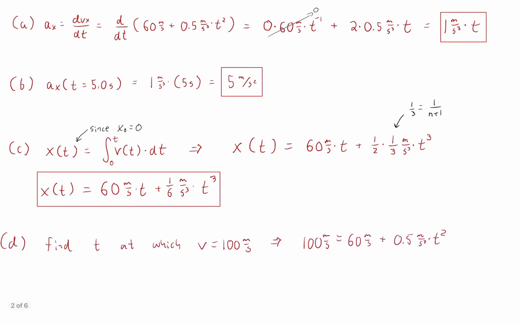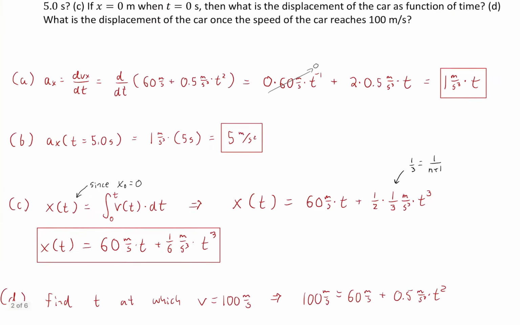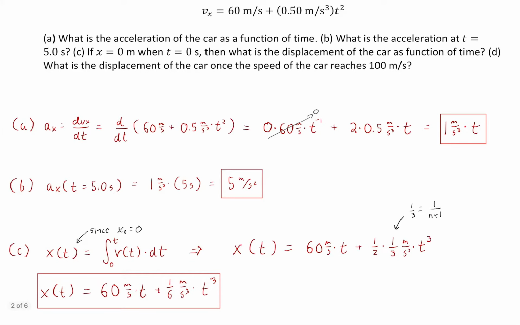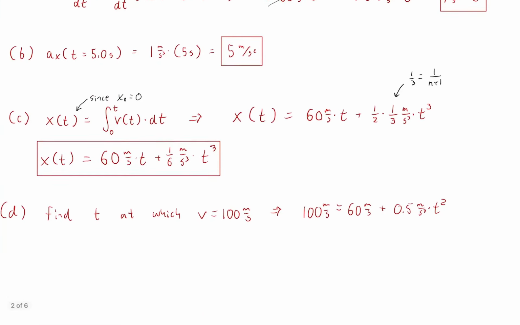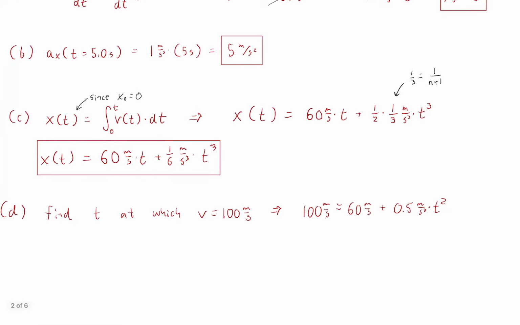And so then in part D, I want to evaluate this at a particular time, but we weren't given the time. Instead, we were given the velocity. Well, that's fine. We have all the functions. We can plug this 100 into our velocity function, solve for t, and then plug the t back into our position function that we found in part C. All right? So let's go ahead and do that. Find t at which v equals 100.